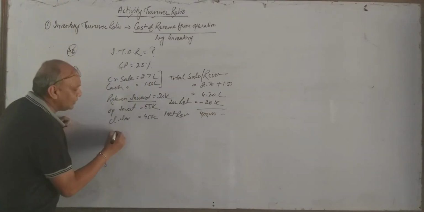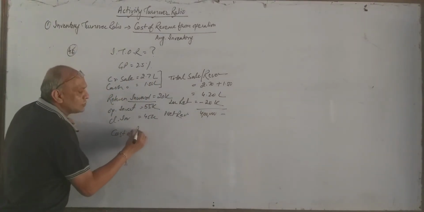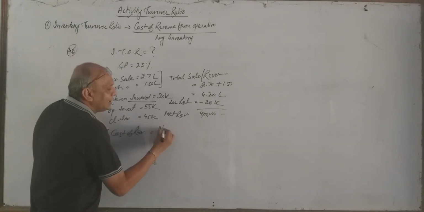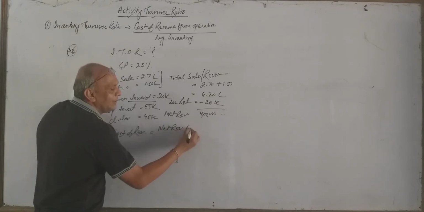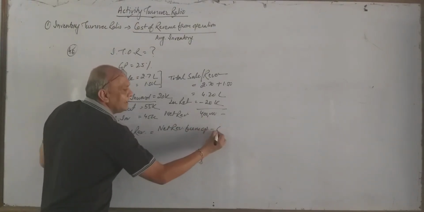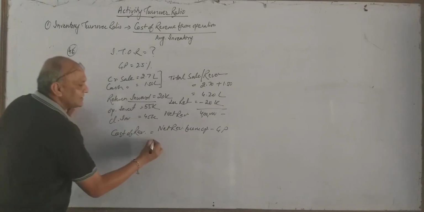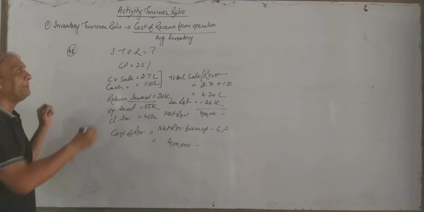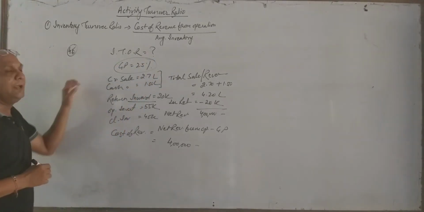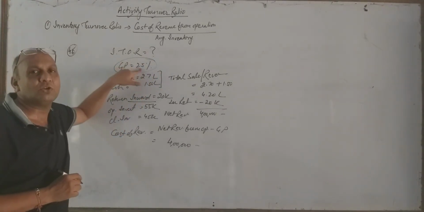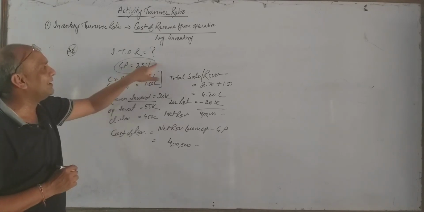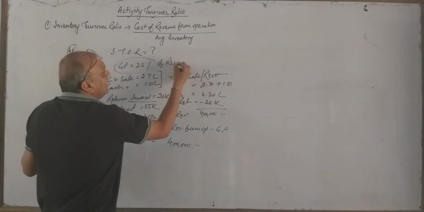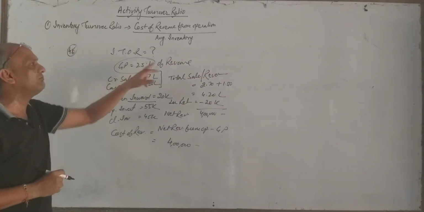So here, in order to calculate cost of revenue, we are going to use the small formula. What is that? Net revenue from operation minus GP. How much net revenue from operation is given to you, dear friends? 4 lakh. And GP is given 25%. But it is not given 25% on what? तो always remember, अगर यहाँ कुछ भी नहीं लिखा होता तो it will be treated 25% on revenue. अगर यहाँ कुछ भी नहीं लिखा है तो this percentage will be of revenue.